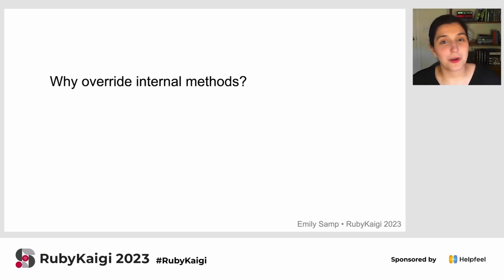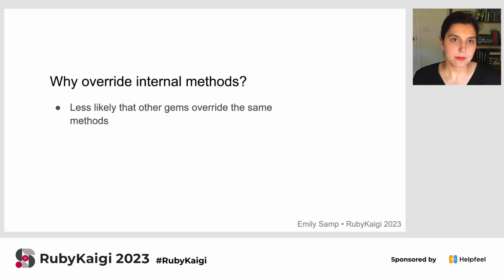By overriding more internal methods, we can't guarantee that this will never happen, but we do lessen our chances in multiple ways. First, it's just less likely that other gems override these methods because they're not part of Ruby's public API.